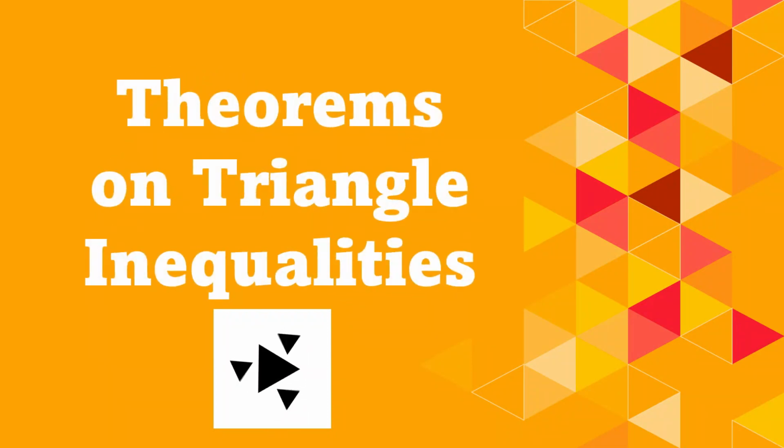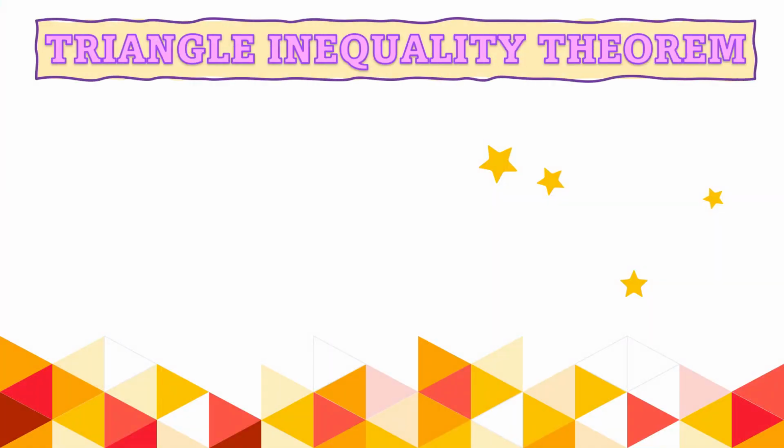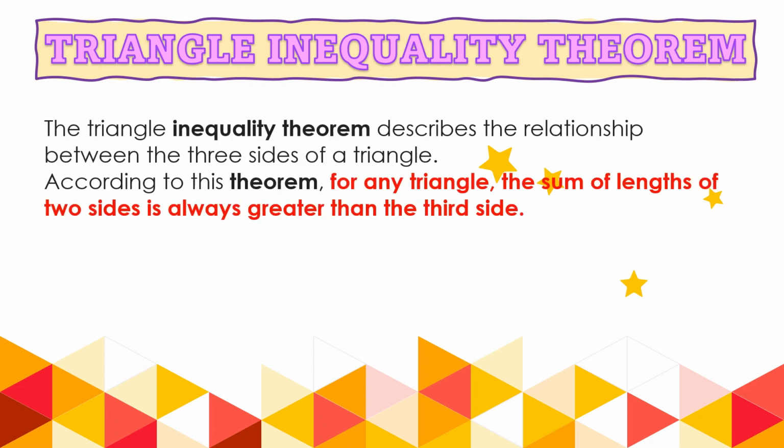This time, let's discuss theorems on triangle inequalities. Let's have the first theorem, which is the Triangle Inequality Theorem. The Triangle Inequality Theorem describes the relationship between the three sides of a triangle. According to this theorem, for any triangle, the sum of the lengths of two sides is always greater than the third side.